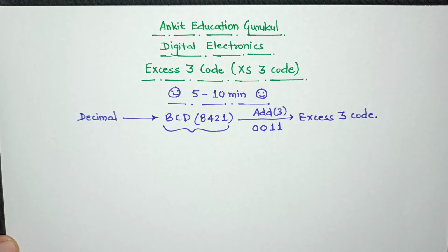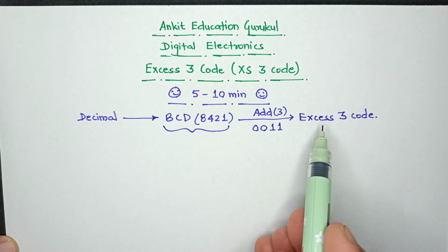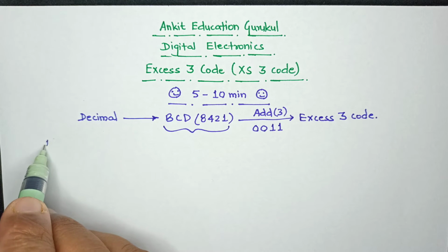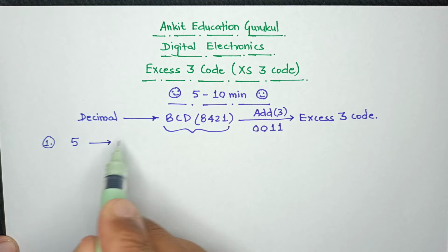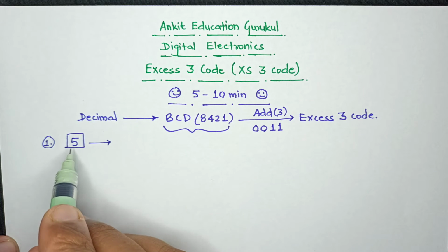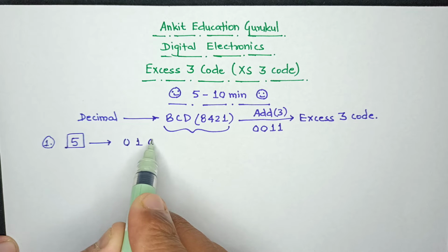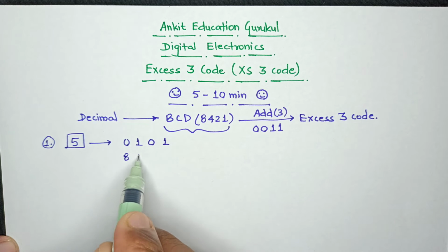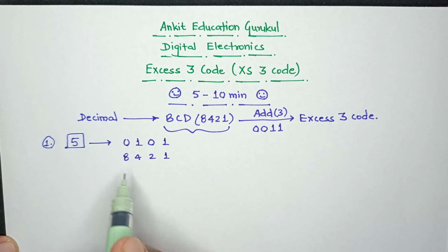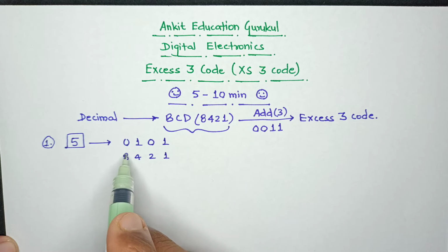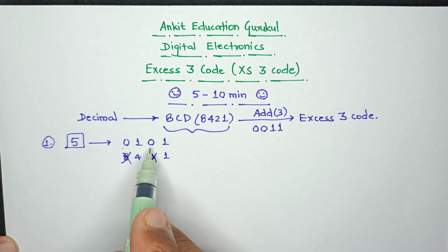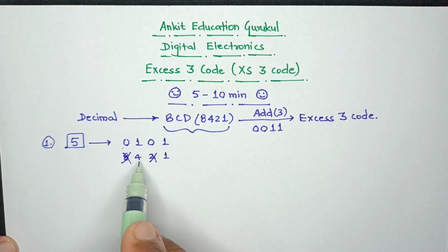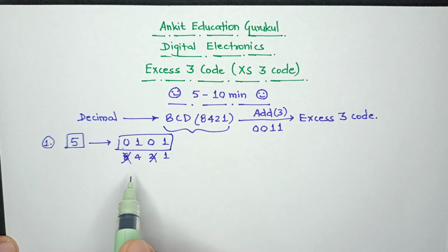So let us take some examples and see how a number converts into an XS3 code. First, a very simple example, the number 5. The BCD equivalent of 5 would be 0101. This deals with the 8421 concept. If we need 5, we need 4 plus 1, so we don't need 8 and 2, which is why we have placed 0 there, and 4 plus 1 becomes 5. So this is the BCD equivalent.